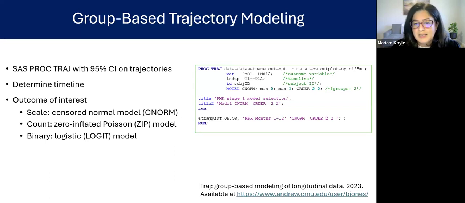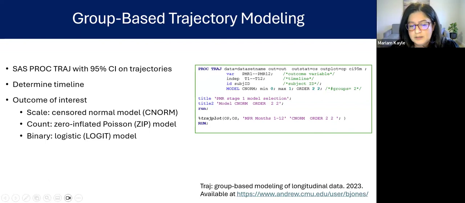So for scale variables where there is a ceiling and a floor effect, the CNORM model is the recommended model. For counts, the zero-inflated Poisson model is the recommended one. And I've used both of these in my analyses. I have not used a binary variable, so I really cannot speak to the logit model. But basically, as you can see here, the statement is pretty straightforward.